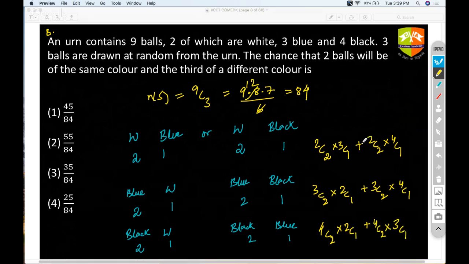So let's add all the cases over here. This is going to give me 1 into 3, 3. 3 plus 4 is going to be 7. This is going to be 3, 6. 6 and 12 is going to be 18. And here I get 12. 12 plus 18 is going to be 30. And altogether, if you add them, I think you should be getting 55. That means 55 upon 84 is the desired probability. So 55 upon 84 is going to be your option number 2. And again, the first one to answer this was Vaishnavi.